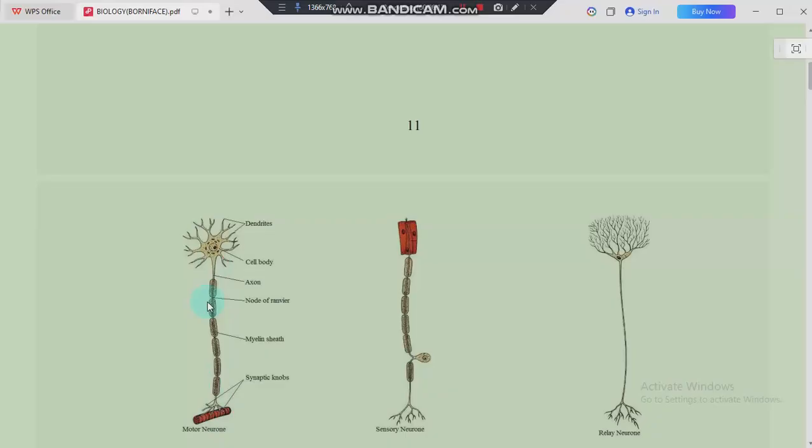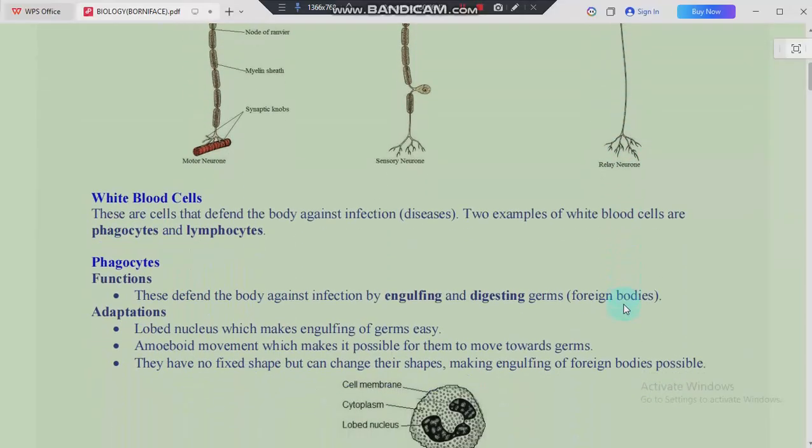And then this neuron, which is in the middle, is known as the sensory neuron. The sensory neuron helps to collect electrical impulses from the sensory receptors to the central nervous system, which is the brain, for interpretation. Then this neuron which is here is the relay neuron, which simply acts as an interneuron, or the connector between the sensory neuron and the motor neuron. So that is just a quick summary on the neurons.